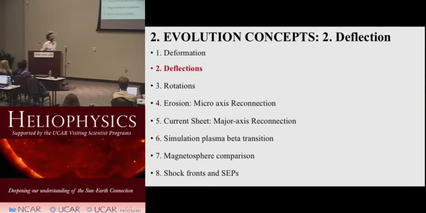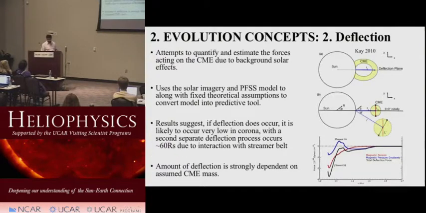Okay, so deflections, part number two. This is going back to the sun again. Now, if you look at lots of solar imagery and coronagraphic images, you'll start to see CMEs not erupt in a nice uniform structure that lots of schematics show. In fact, like schematics I showed.